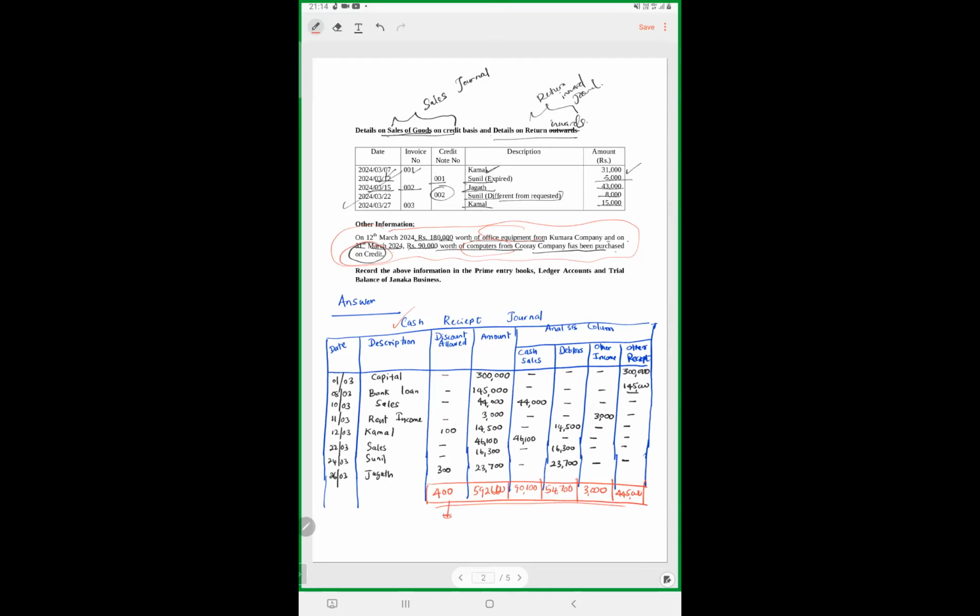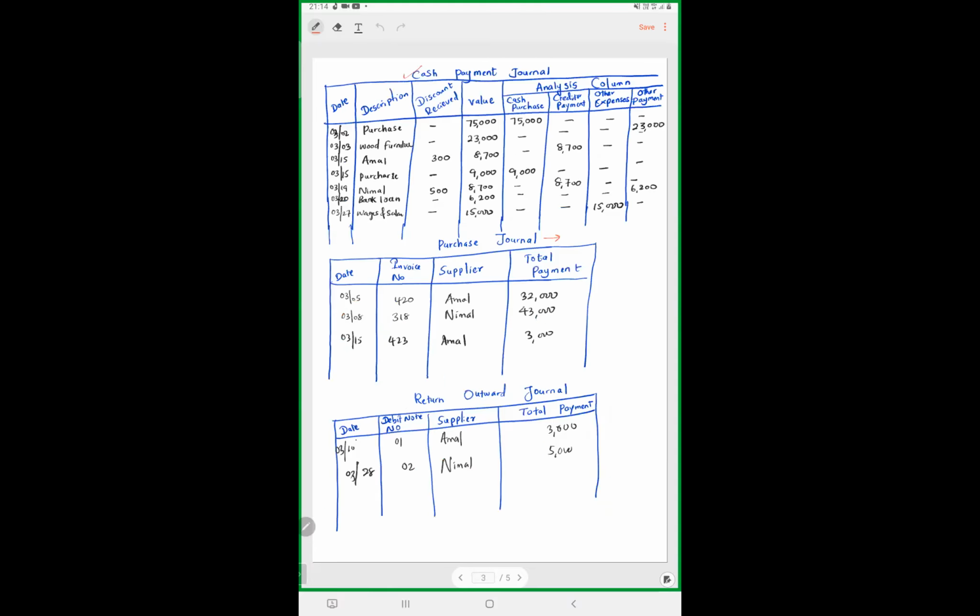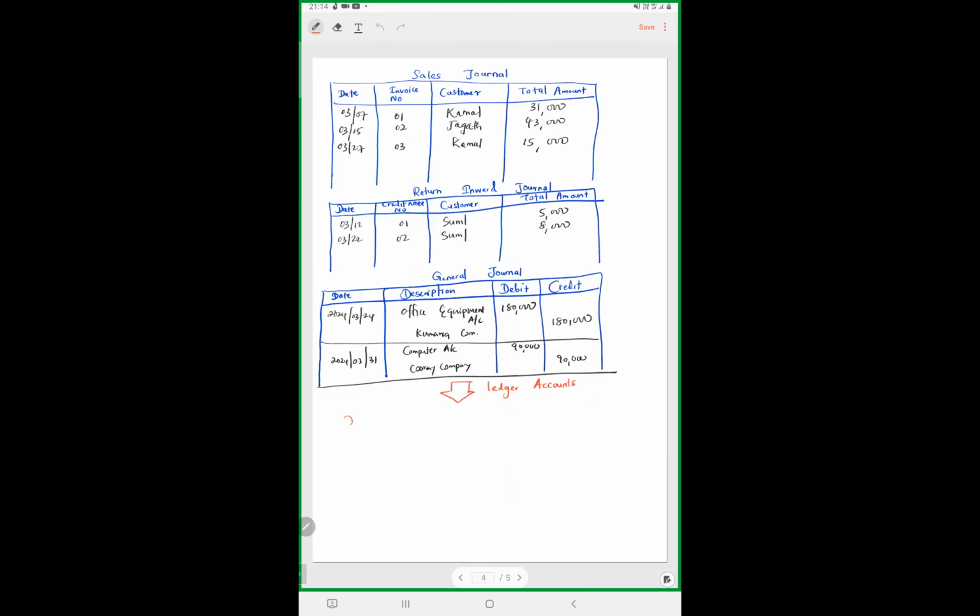For this, we need to record discount allowed and here cash sales. Likewise, we have to prepare the ledger account for all the accounts. We have two entries, right? The first one, discount allowed account.